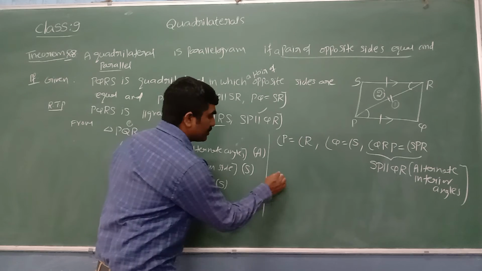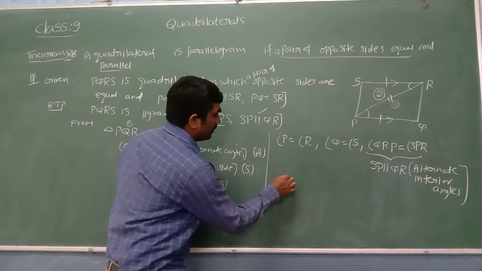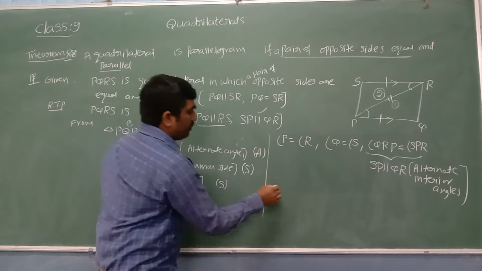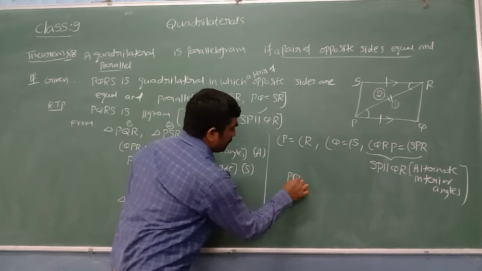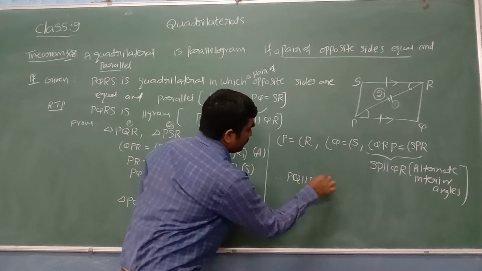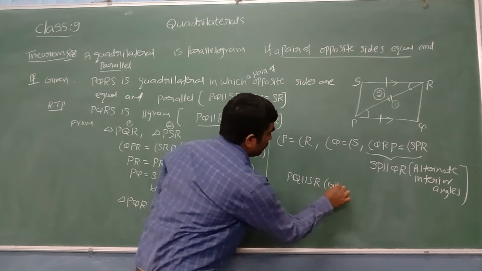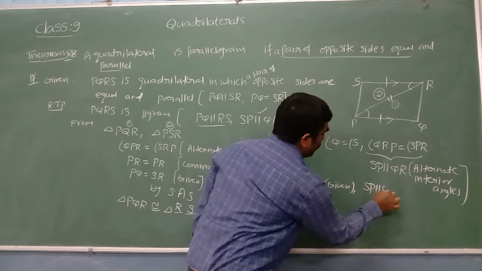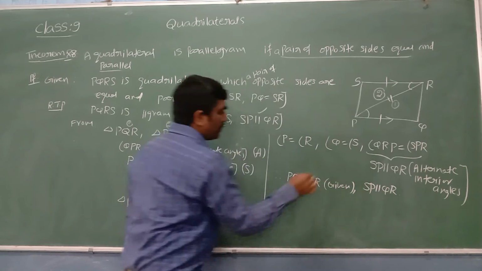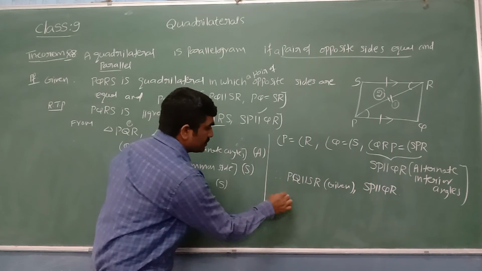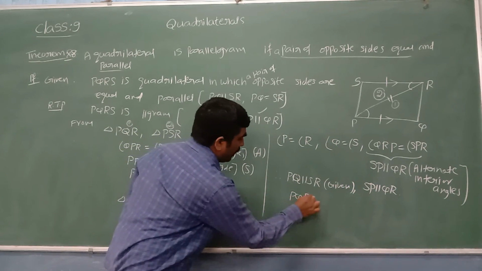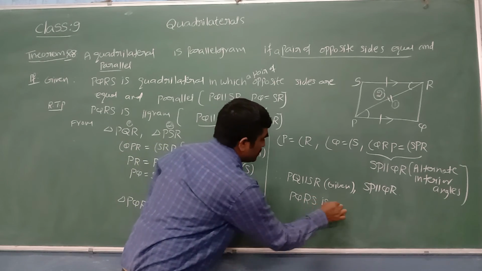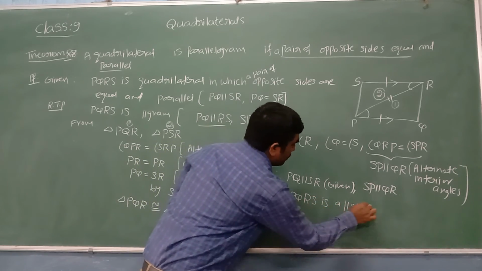Yes. Two pairs of opposite sides are parallel. Given PQ is parallel to SR. This one is given. Now I got SP is parallel to QR. Two pairs of opposite sides are parallel. So we can say that therefore PQRS is a parallelogram.